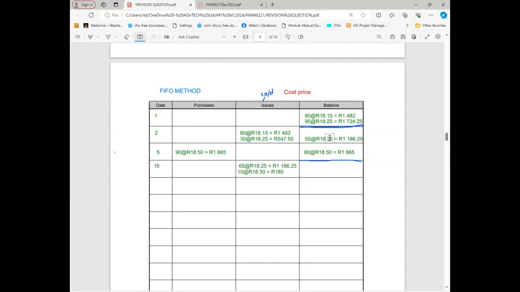Okay, sir. So what is the balance? The balance is 80 units at 18.50. Perfect. Then the new amount is 1,480. And it makes sense. We don't have this stock anymore. Nothing has been left because we sold the whole of it. Can you see now?